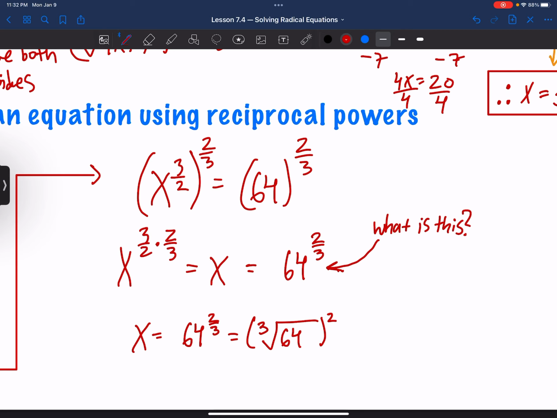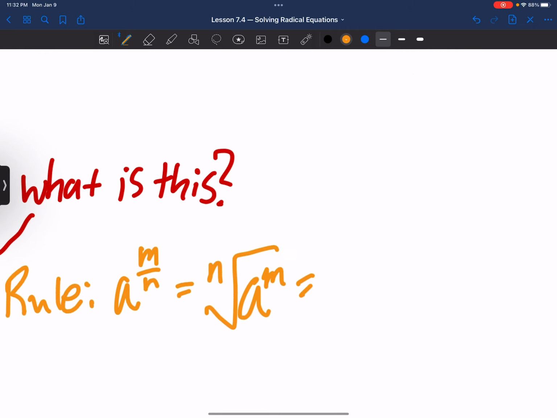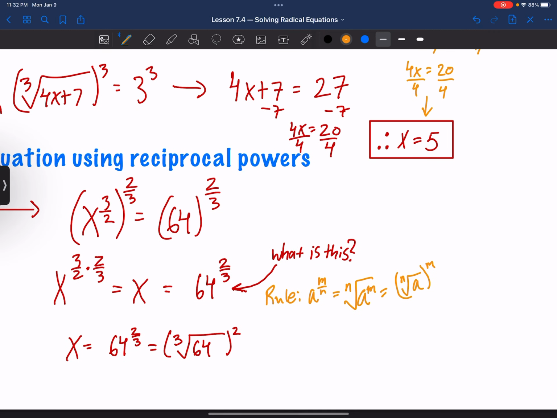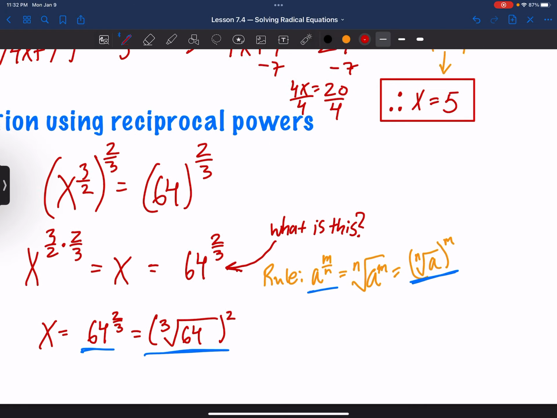Remember, we're allowed to do this because of the rule, which says, I'll write it in yellow. Remember, rule, a to the m over n equals the nth root of a to the m. So what I'm using here is this rule, right? This and this. That's the rule I'm using. Okay, anyway, I just wanted to highlight that so it's very clear.